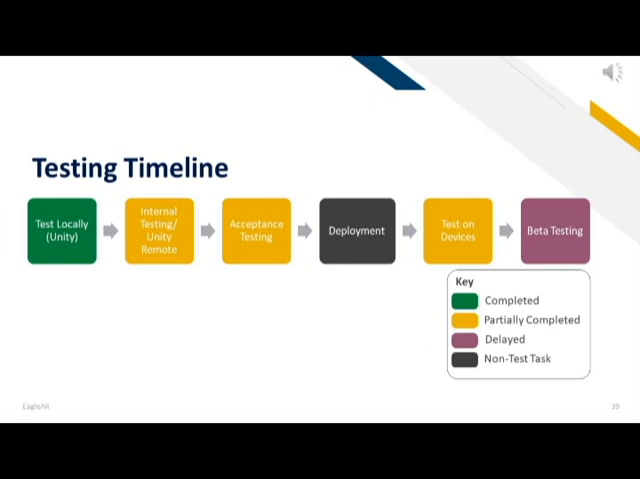Test on device is also yellow, which means it's partially complete, because we have been unable to test post-deployment on all devices, including iOS, because we haven't been able to deploy to iOS, and Android has been a little difficult to do as well, especially with the inability to go to campus, but Marriott has been able to do some testing for us there. As far as beta testing goes, that is completely delayed, and we do not plan to complete that within the scope of our project because we are unable to go to campus to test out locations, and we aren't able to be in contact with the people that would be a part of our beta test group.